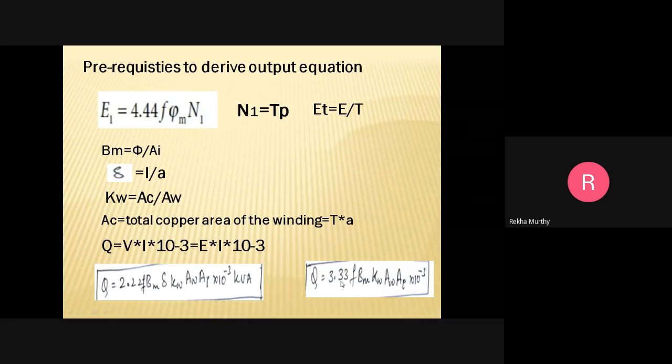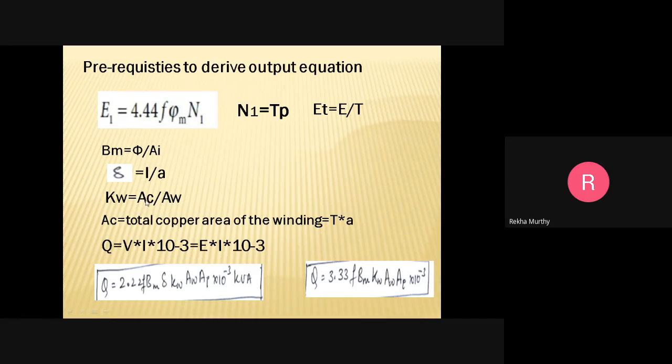Now, we are going to derive the output equation for single phase transformer. The final answer I have written here. This is the final answer for the output equation of single phase transformer. It seems to be Q is equal to 2.22 F BM into delta into KW into AW. I told you KW, AW should be together, so that value will be equal to AC. Like that you have to remember.